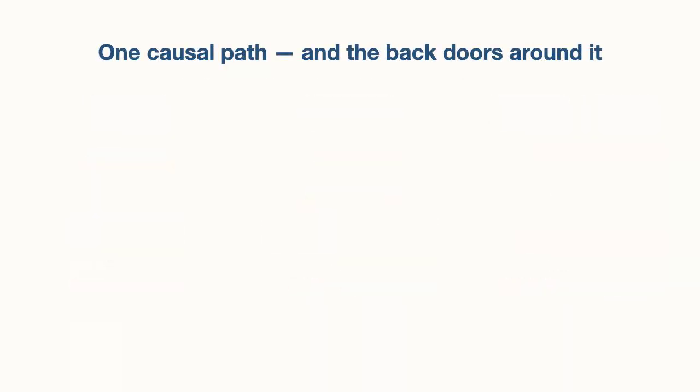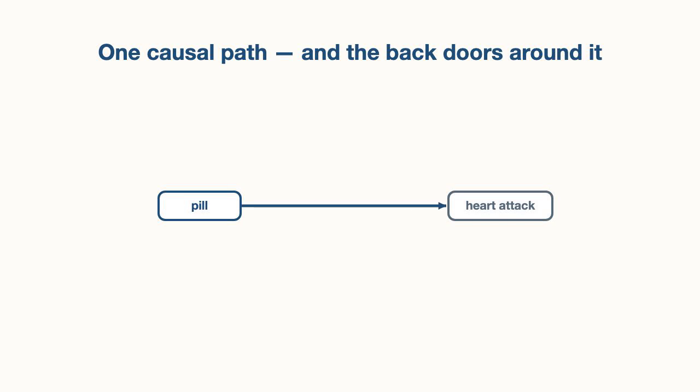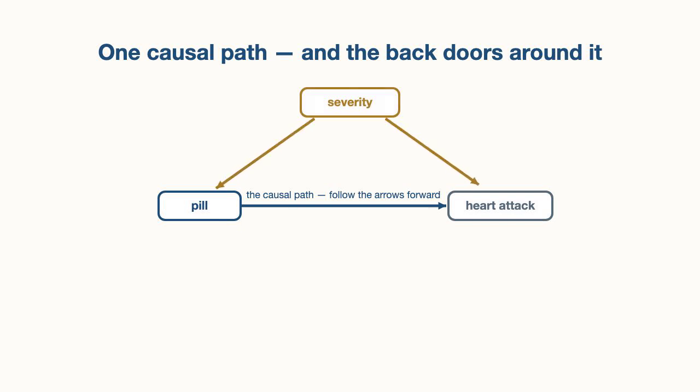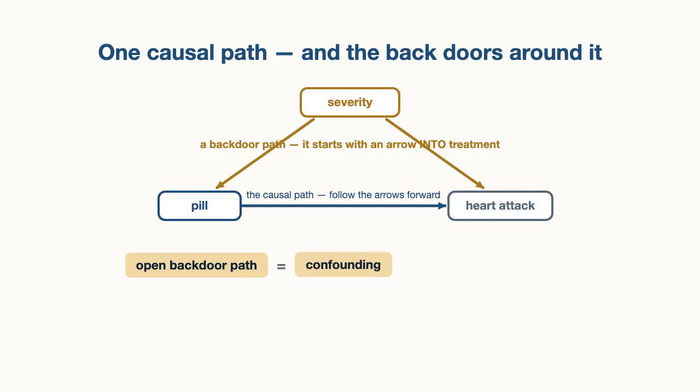Now classify every path between treatment and outcome. The causal path follows the arrows forward, pill to heart attack. That is the thing you are trying to measure. Every other path connecting them is a backdoor path. It always starts with an arrow pointing into treatment. Pill, back to severity, forward to heart attack, association sneaking in through the back door.